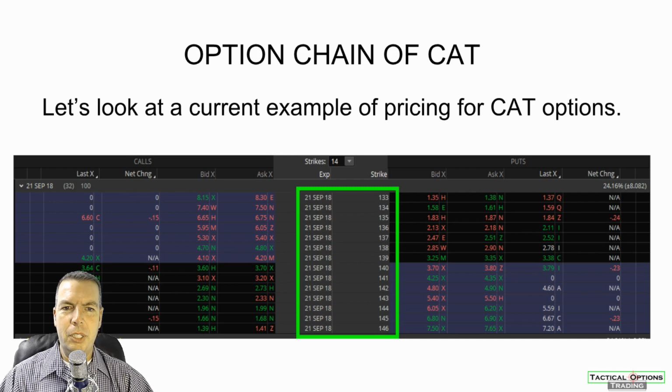So what does that look like in an options chain? Let's take a look here. We're looking at an options chain of Caterpillar. CAT is the symbol for Caterpillar. And you can see that, as in the case of most brokerages, we have the strike prices going right down the middle of the screen there. You can see we have the strike prices of 133, 134, 135, 136, and so on. All those are our strike prices, which means that we can buy this option at any one of those strike prices before the 21st of September 2018. So that's basically what it looks like in an options chain.